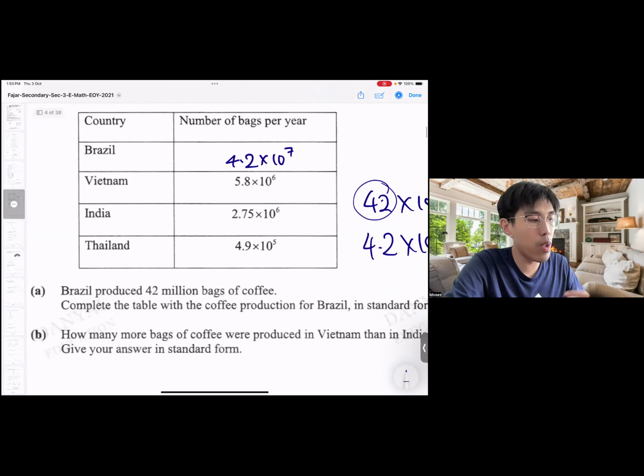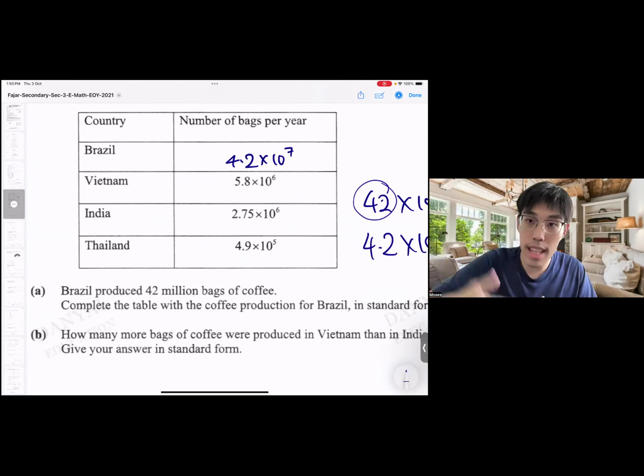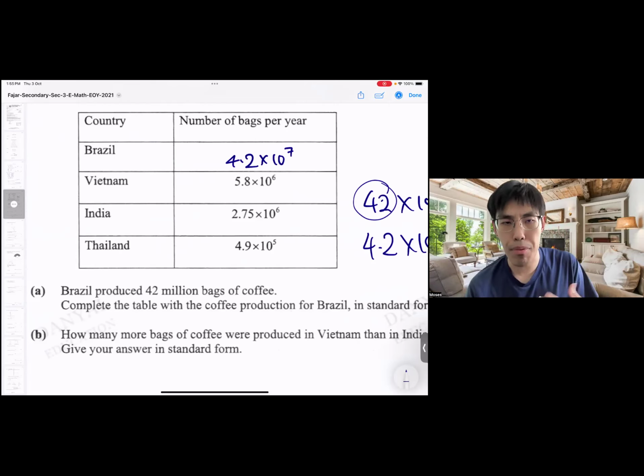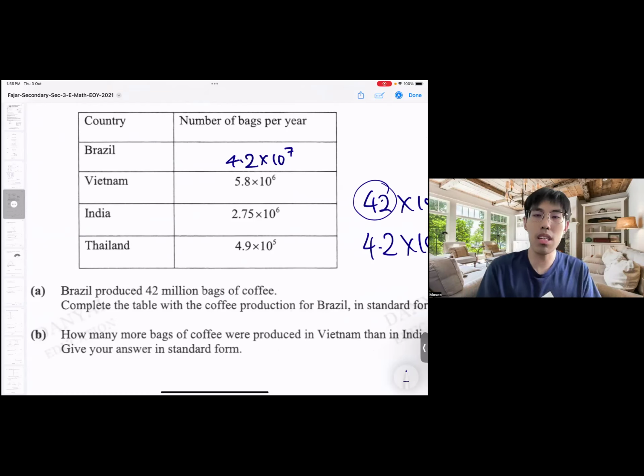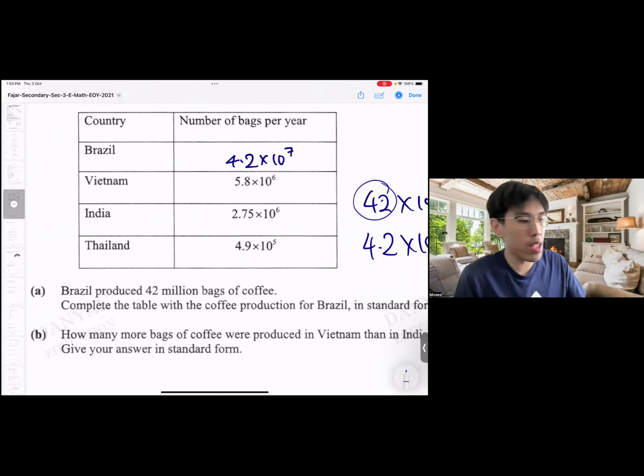Okay, if we have a general sense of numbers, it kind of makes sense because Brazil has a larger landmass. It has a lot more fields. So technically, the amount of produce for coffee should be a bit higher than the rest of the 3 countries. Okay, so have some common sense while we are doing these kinds of questions.